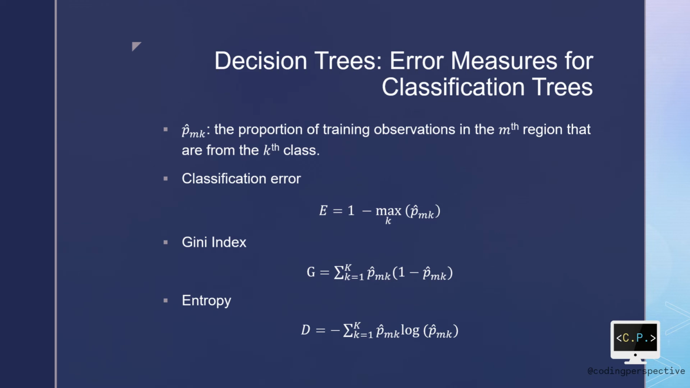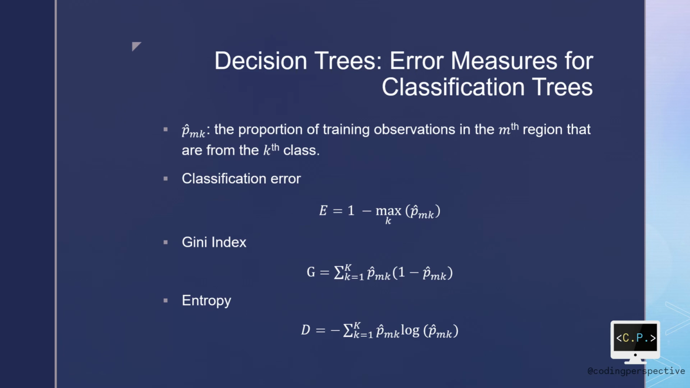For classification trees, there are multiple error measures. Actually, we could only use the classification error formula as an error measure. However, it turns out that classification error is not sufficiently sensitive for growing a tree. In practice, 2 other measures are preferable, which are called Gini index and entropy. The Gini index is defined as the summation over k classes of p hat mk times 1 minus p hat mk. As the p hat mk value approaches 0 or 1, the Gini index value approaches 0. This is also why Gini index is sometimes called a measure of purity.